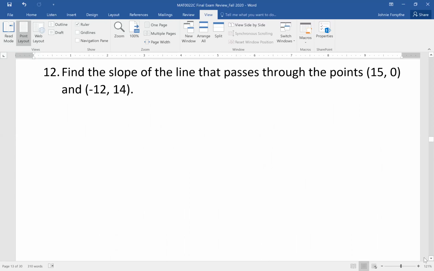Okay, I'm finding the slope of a line passing through these two points. First, we need to know the slope formula, which is this one over here. We have y2 minus y1 over x2 minus x1. I always like to label my points so I don't lose track of what I'm doing. So a point is always x, y. If this first point is x1, y1, the second one is x2, y2.